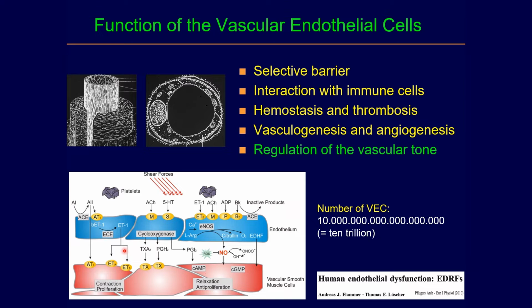One of these molecules is ET1, endothelin-1, a vasoconstrictor. It is a peptide of 21 amino acids with a half-life of about 15 minutes. And the opponent is nitric oxide, NO, a vasodilator. It is a very small molecule that easily diffuses, but has a half-life of only about 10 seconds. In our body, we have roughly 10 trillion of such very active vascular endothelial cells.